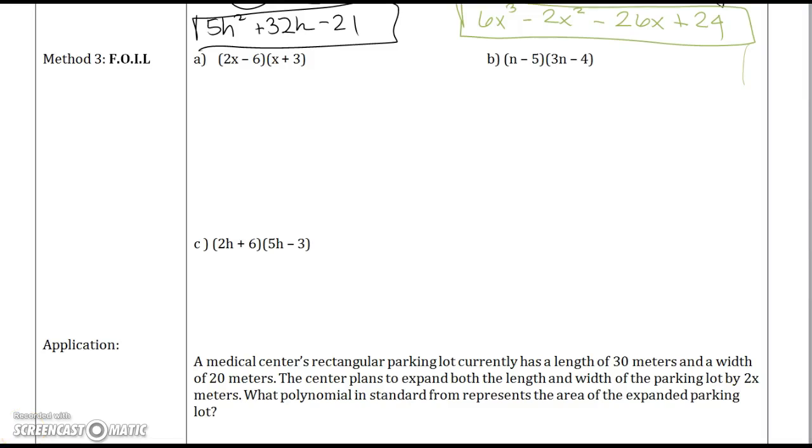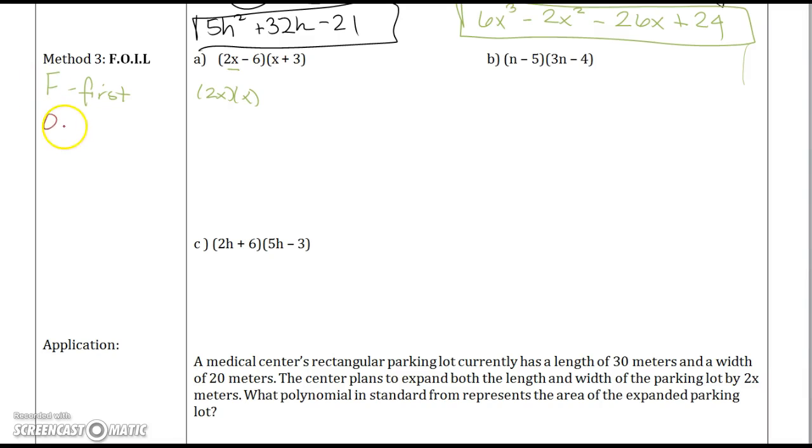Okay, our third method for the second part of the 8.3 notes is the FOIL method. FOIL stands for the F. Each letter has a thing. So F is first. When I look at this first example, I'm looking at what's the first term in this grouping? It's the 2x. What's the first term in this grouping? It's the x. So those are your first terms.